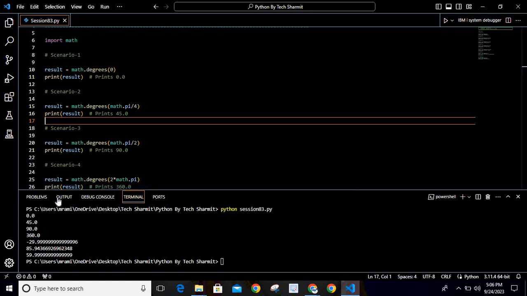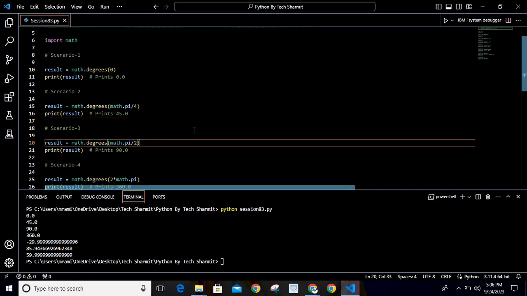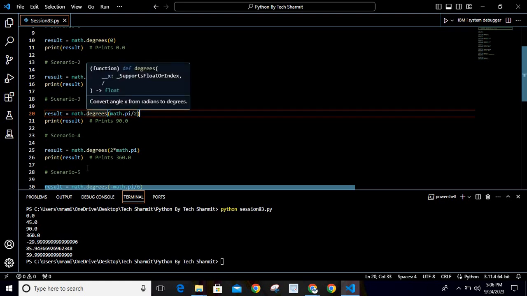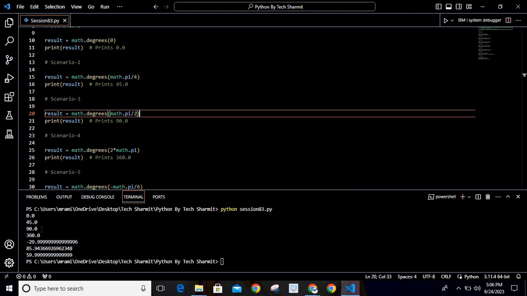Now look at the third scenario. In the third scenario, we are using the same function, but this time we are dividing it by 2. So when you divide the pi value by 2, and then calculate the degrees for this, the output would be like this, 90.0. So you can see all the values are in float.